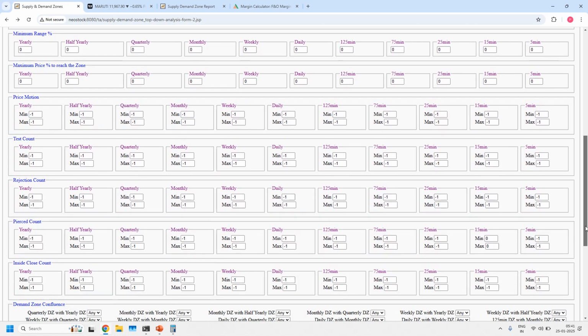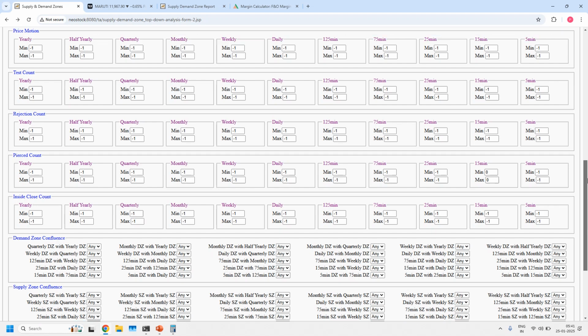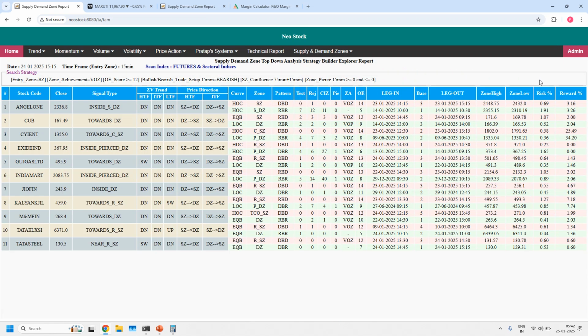Okay, now we need to look at supply zone confluence, LTF and ITF. What is LTF? 15 minutes. What is ITF? 75 minutes. So that's why I am setting this filter: 15 minutes supply zone confluence with 75 minutes supply zone, and then further filtering the list. See, now the list has come down to 11. Earlier we got 16 stocks, right? Now it has come down to 11.